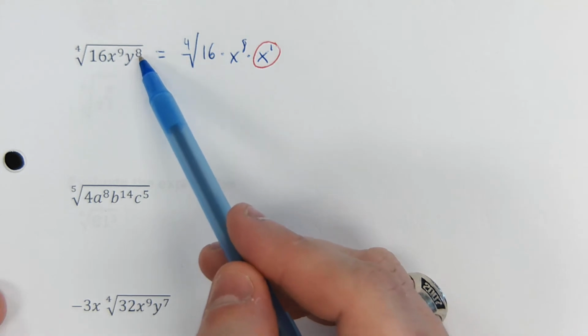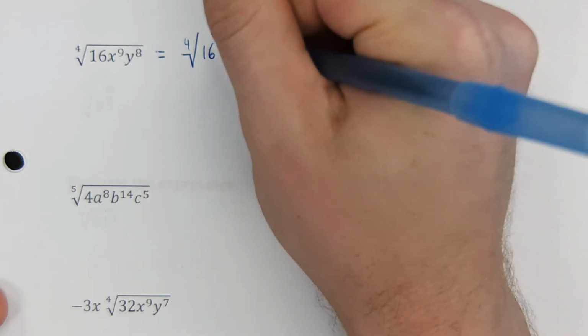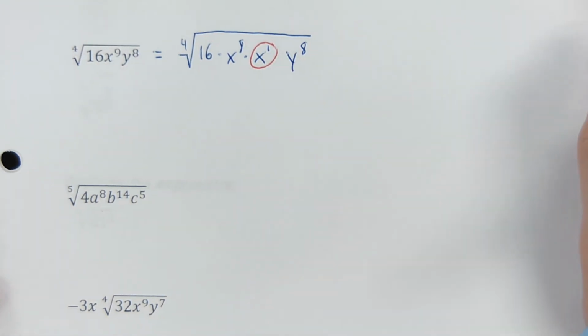Can I divide this exponent by the index? Yes, I can. Then there is absolutely no reason to split it. Things that are not circled get to escape this radical prison.